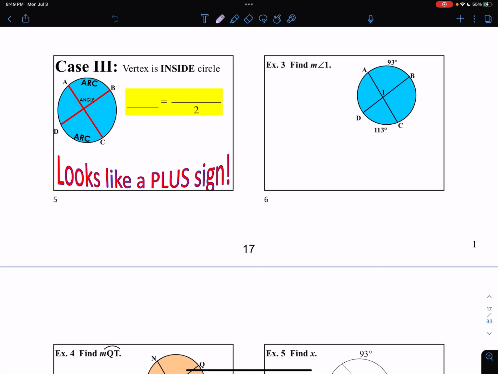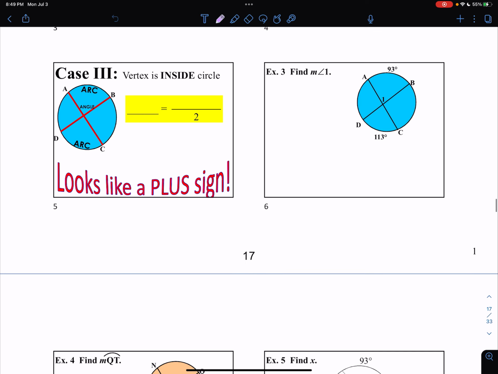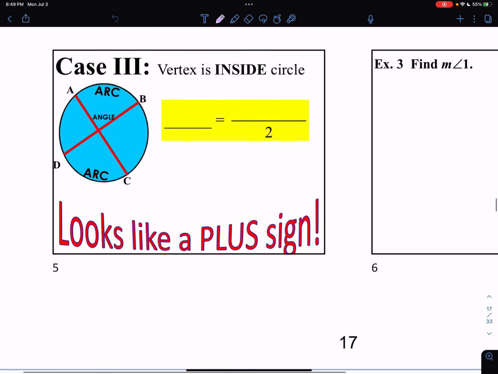All right, in our last lesson, we're going to talk about case 3 and case 4. So case 3, when we're dealing with angles in circles, is when the vertex is inside the circle, but not necessarily the center point, all right? So that means we're going to use a new formula. The angle is going to be equal to the sum of the two arcs that it forms divided by 2.